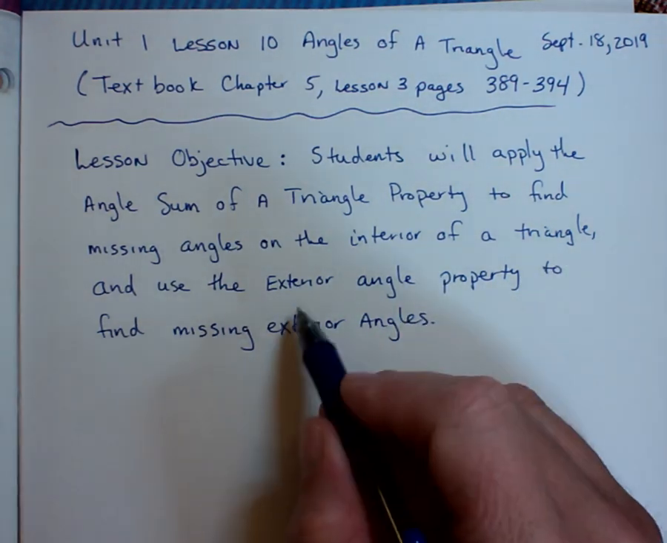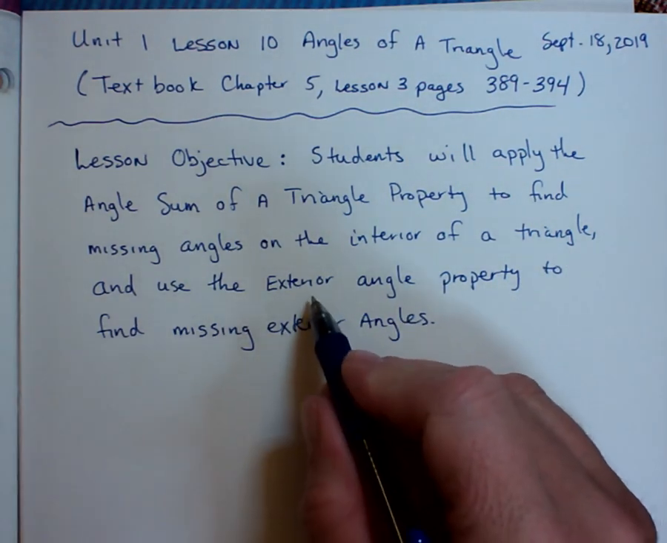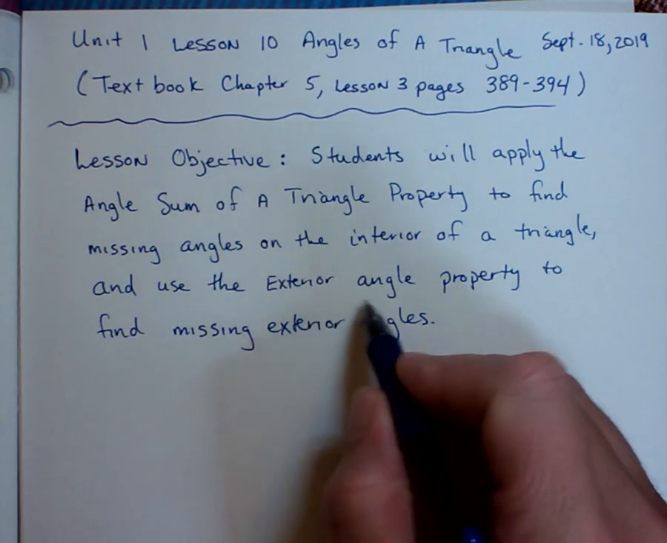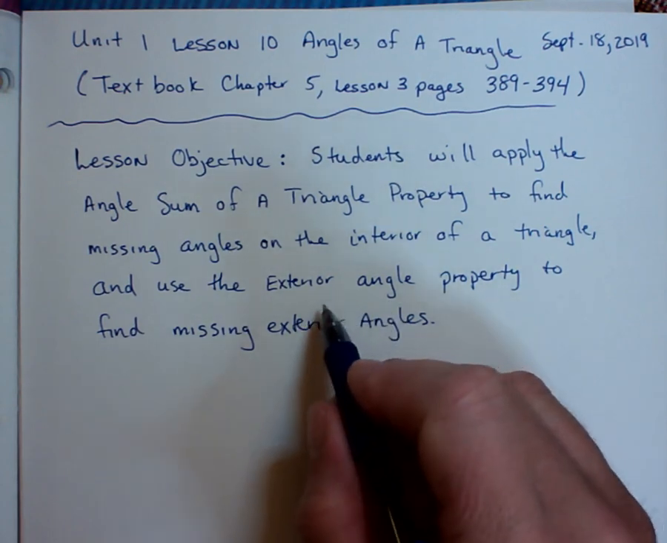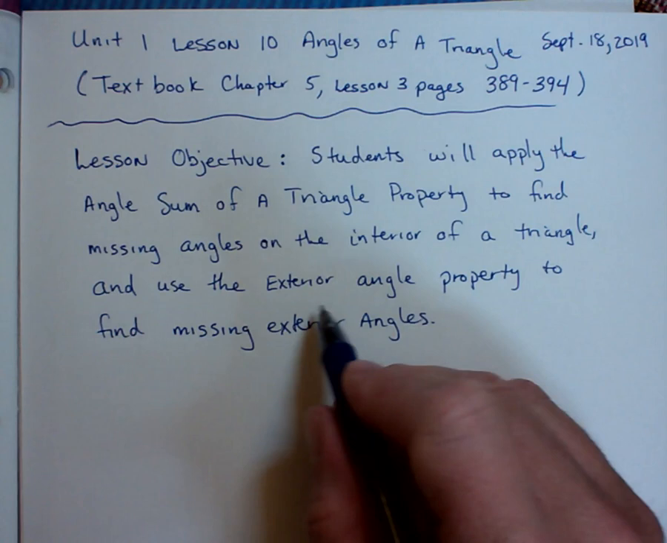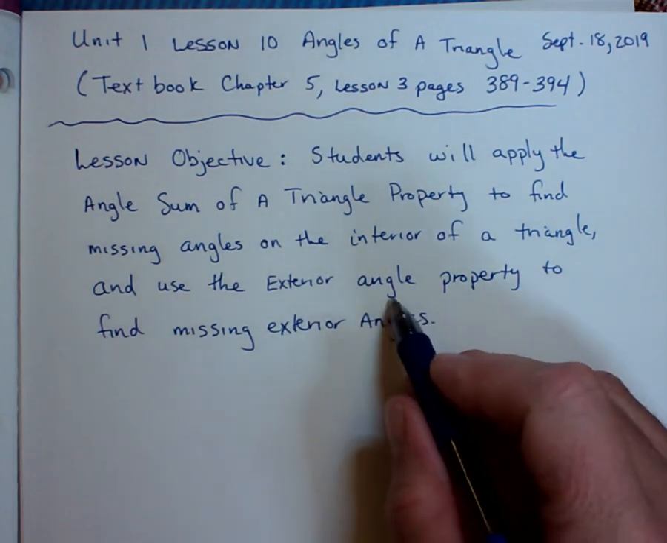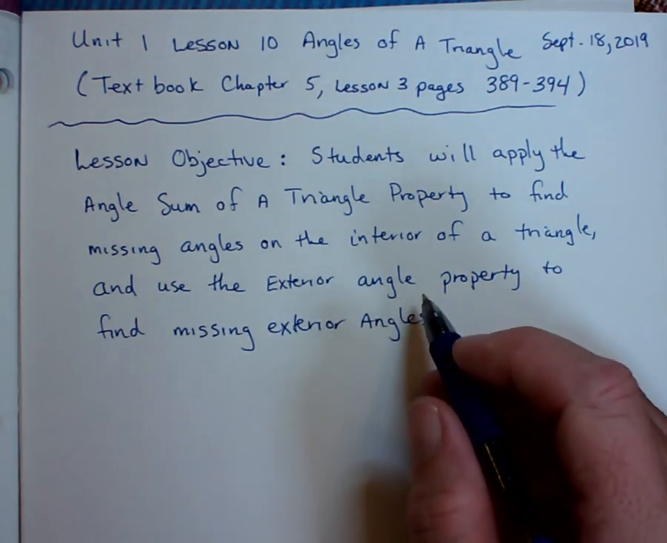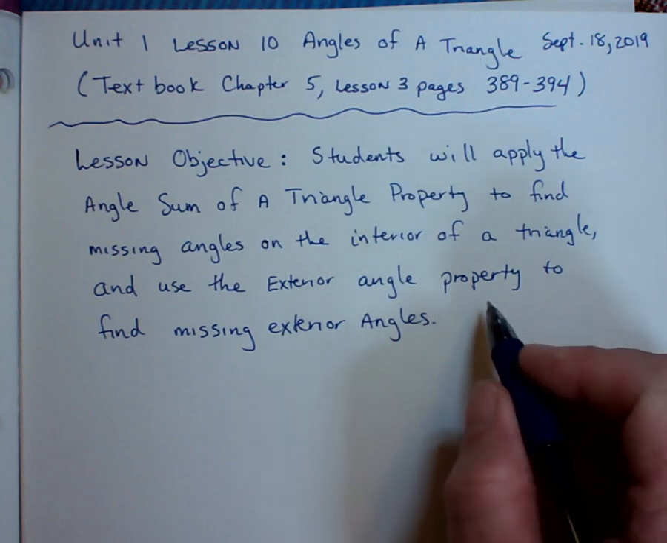And then we're going to look at an angle that's formed if you continue one of those sides of the triangle out beyond the triangle. We have a property that an exterior angle is formed, and it's equal to the sum of two remote interior angles.